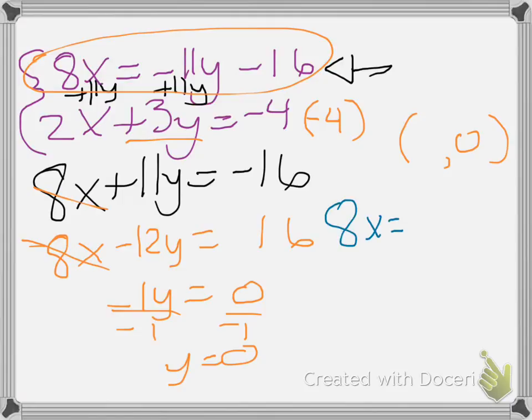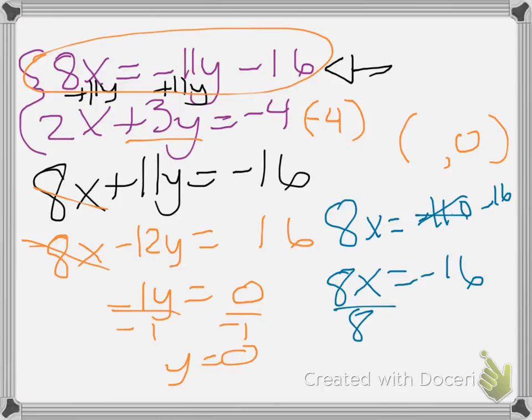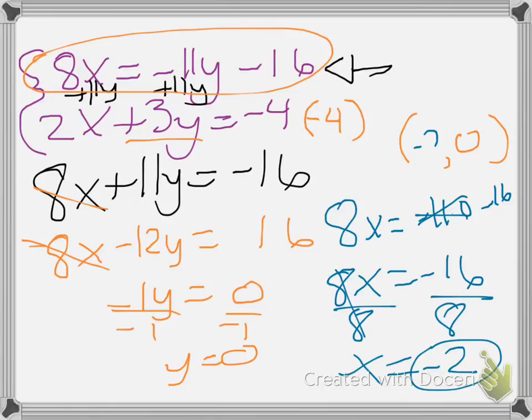So 8x equals negative 11 times 0 minus 16. So that's just 0, so I end up with 8x equals negative 16. Dividing by 8, I get x equals negative 2. So that is my ordered pair, and there is my solution.